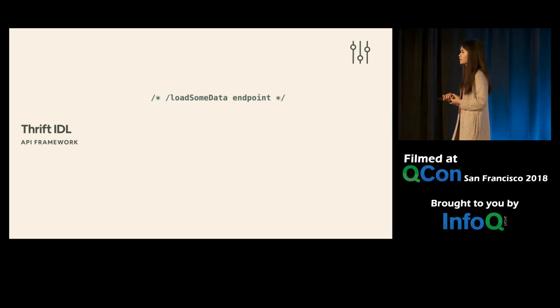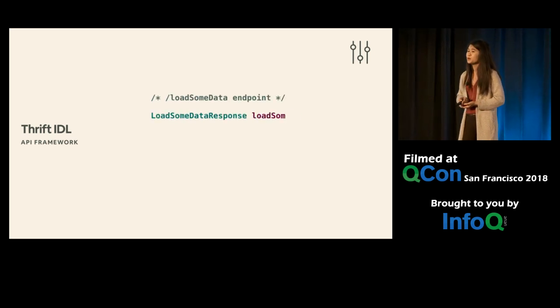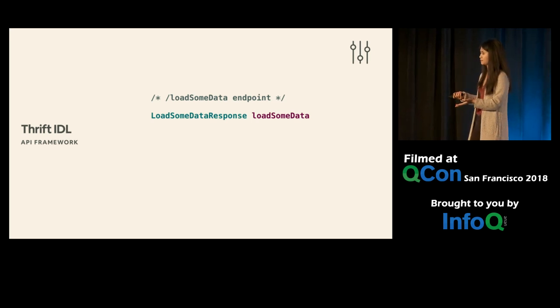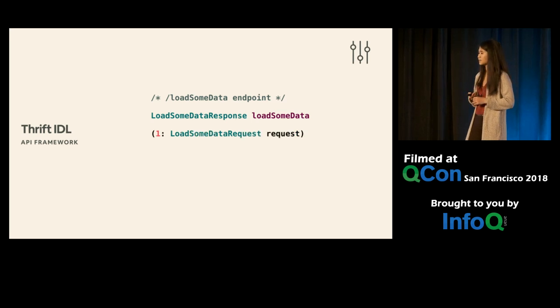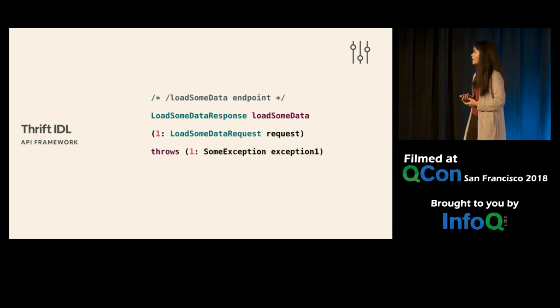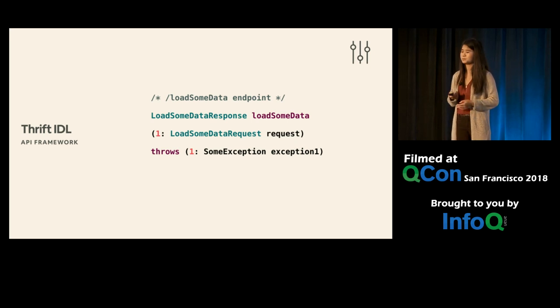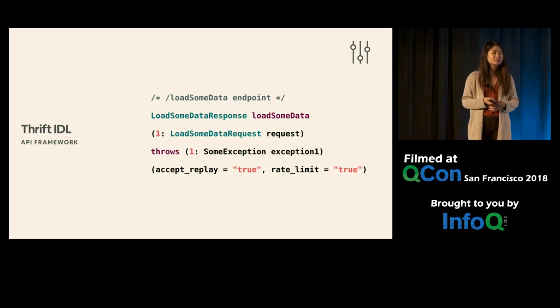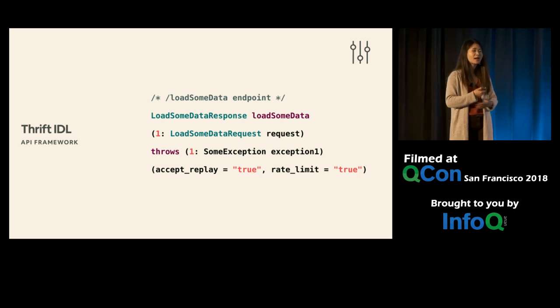Endpoints are defined in our thrift files as well. We can specify a response type in some struct and the name of the endpoint. We then could specify the request struct that it takes in as input. And then what exceptions it throws. We can add additional annotations in our IDL as well, such as accepting replay traffic or has rate limiters.